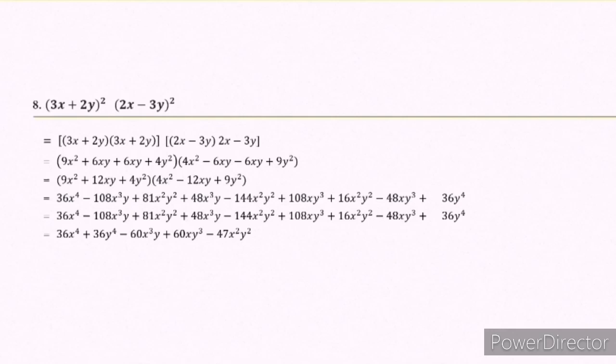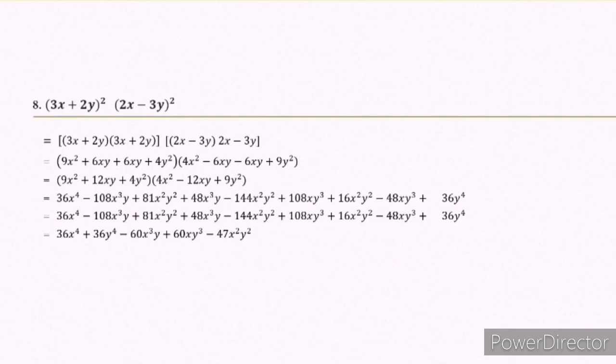Then you will distribute it by multiplying. 3x times 3x is equal to 9x squared. 3x times 2y is equal to 6xy. 2y times 3x is equal to 6xy. 2y times 2y is equal to 4y squared. 2x times 2x is equal to 4x squared. 2x times 3y is equal to 6xy. 3y times 2x is equal to 6xy. 3y times 3y is equal to 9y squared.